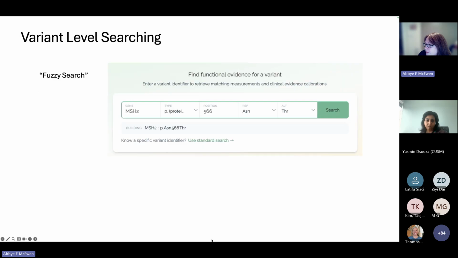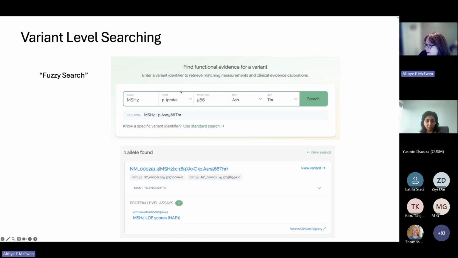The other thing we did was implement a fuzzy or guided search. If you're like me, I often don't have a perfectly formatted HGVS string. So this search interface prompts the user for the gene of interest, whether your variant is at the p. or the c. level, what the position is, and what the reference and alternate alleles are. If we do that for our variant of interest, this MSH2 variant, we can see that it is present in one assay. This is an MSH2 loss of function assay that was done in a HAP1 cell line.